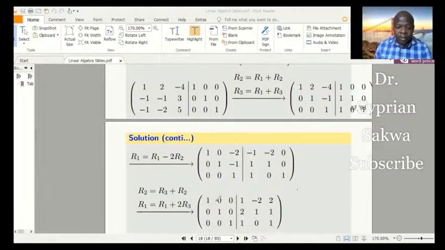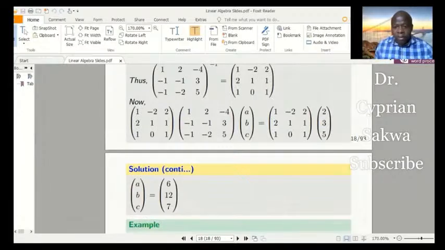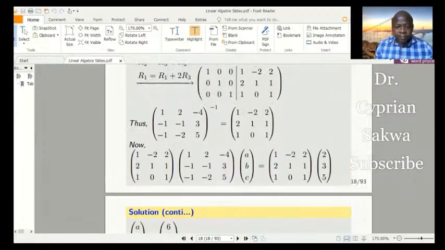I've achieved what I wanted. I wanted the matrix that was here to become the identity matrix. And I can see it has already become the identity matrix. What that means is that whatever is now here is the inverse of the matrix that we were given. So I now have the inverse. And that's why I wrote that thus the inverse of this matrix is this, just extracted like this one to become the inverse.